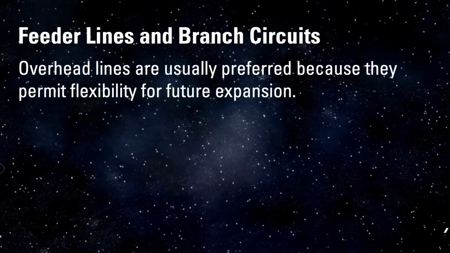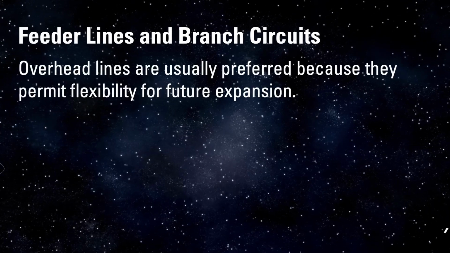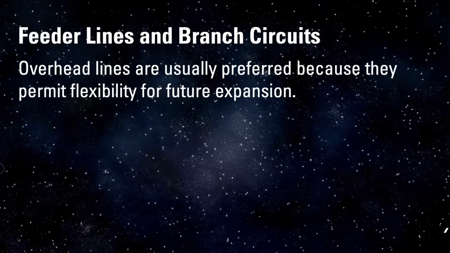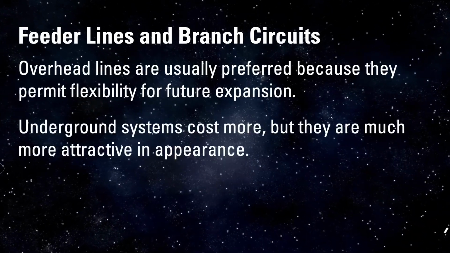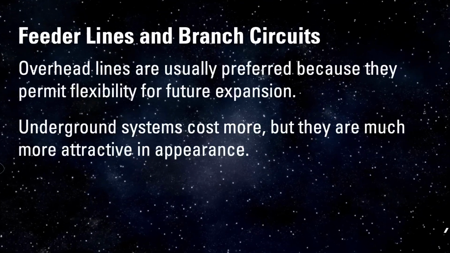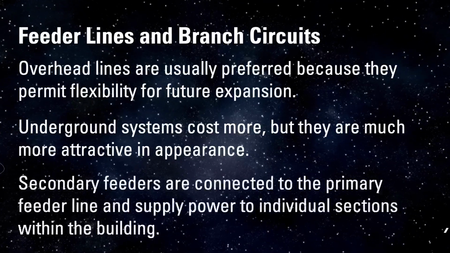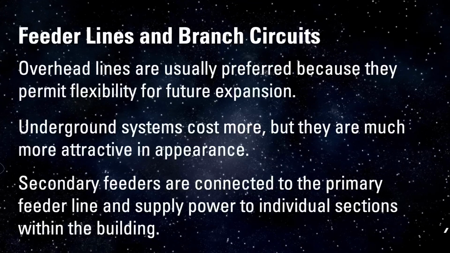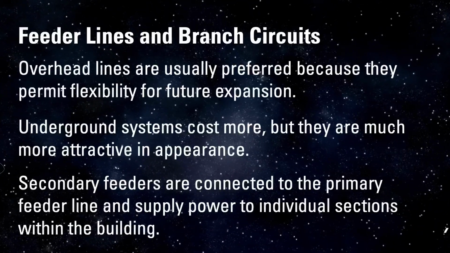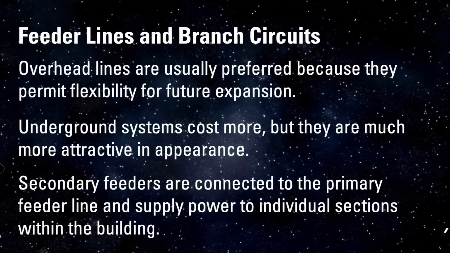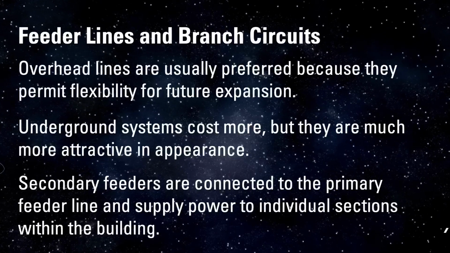Overhead lines are usually preferred because they permit flexibility for future expansion. Underground systems cost more, but they are much more attractive in appearance. Secondary feeder lines are connected to the primary feeder line and supply power to individual sections within the building.